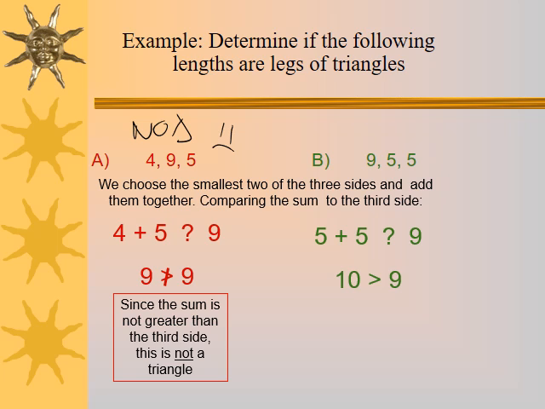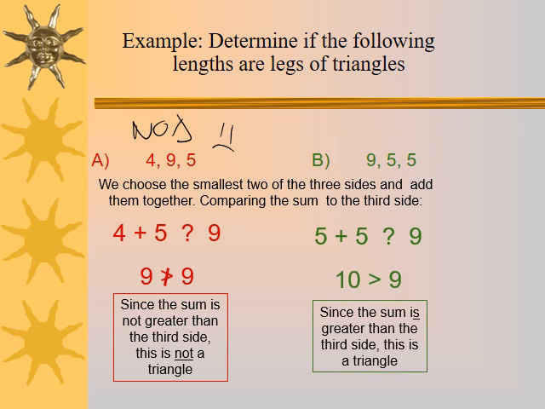Let's look at the second one. Pause and see if you can solve it. Now again, we're picking the smallest two sides, so 5 and 5. I'm going to compare that to 9. Is 10 bigger than 9? It is. Since it is, we have a triangle. So yes, we have a triangle. Yay! Happy face.